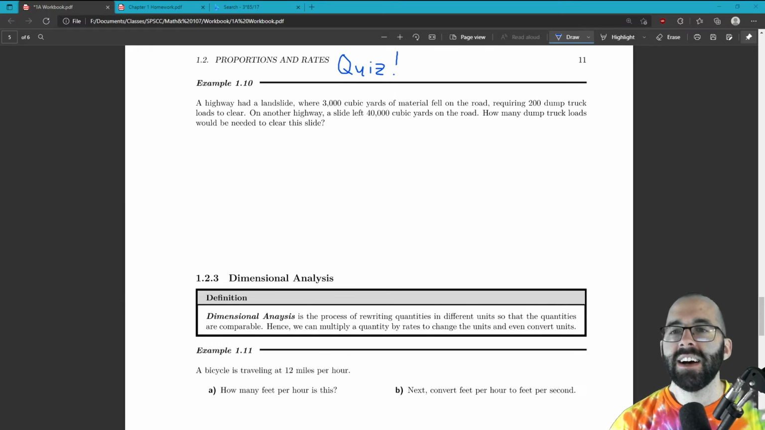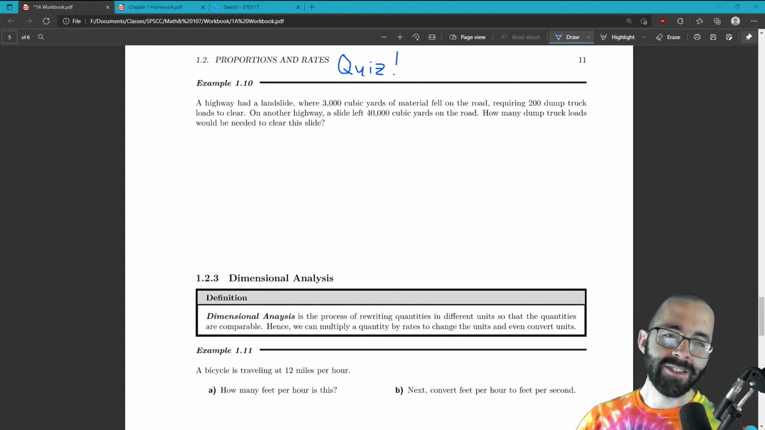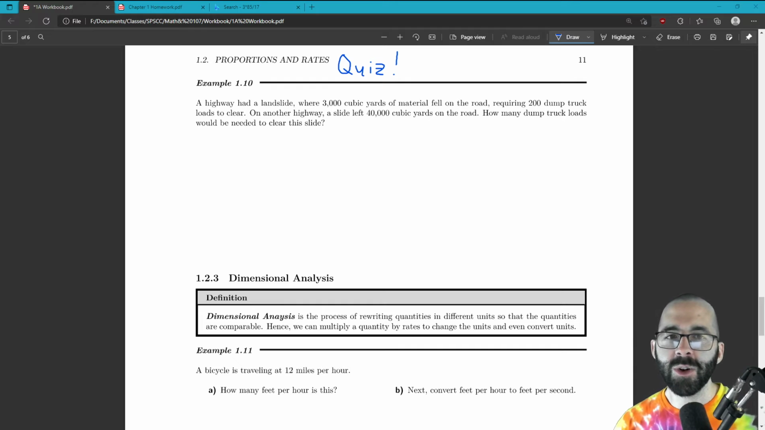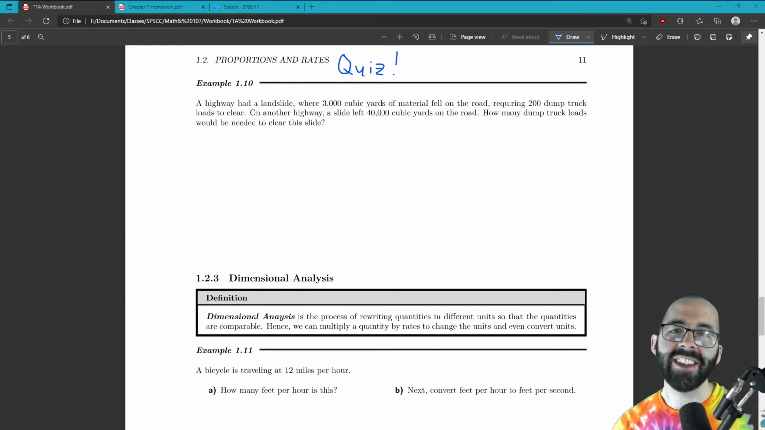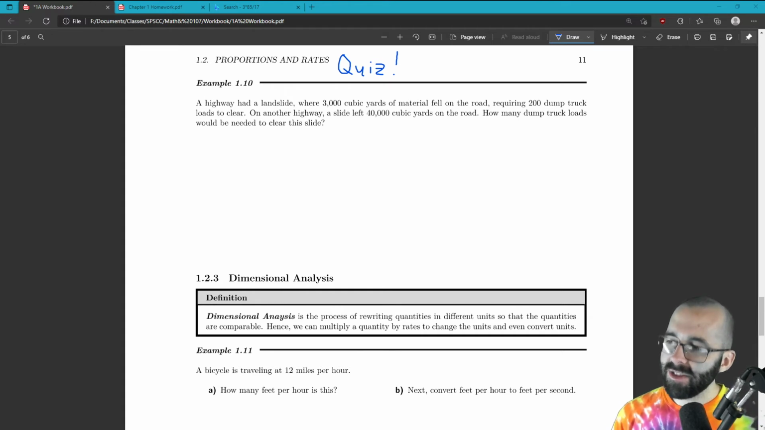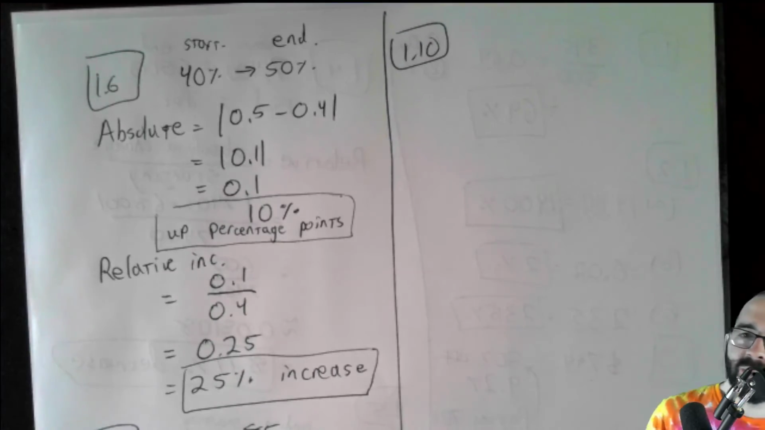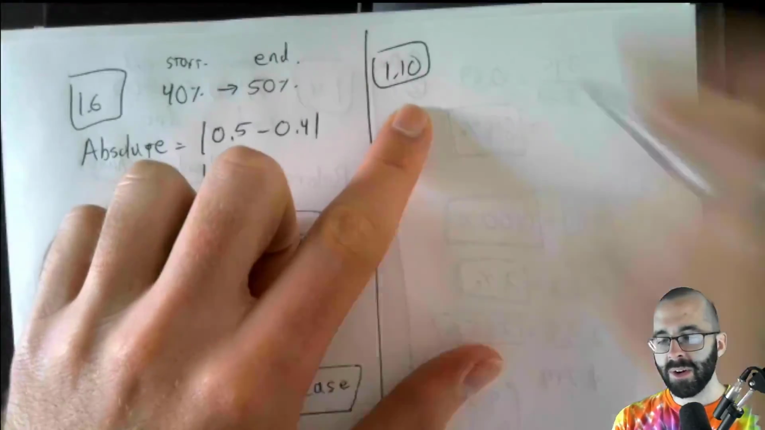So, a highway had a landslide where 3,000 cubic yards of material fell on the road, and it required 200 dump truck loads to clear. It's a lot of stuff. There's another highway with 40,000 cubic yards on the road, and the question is, how many dump truck loads do you need on this side? So, something to watch out for. But let's set it up just like we did before.